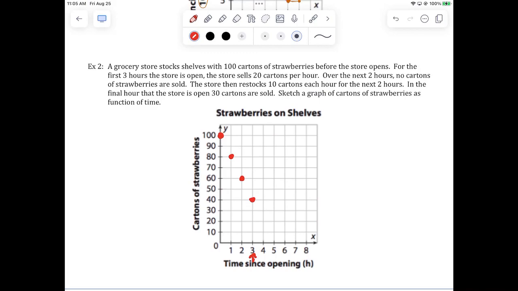Now, we can actually connect that with the solid line if you want. We can assume that they're selling strawberries at a constant rate. So far, so good. Now, over the next 2 hours, so from 3 to 5, no cartons are sold. Is that a good thing for strawberries or a bad thing for strawberries? Bad. It could be bad.